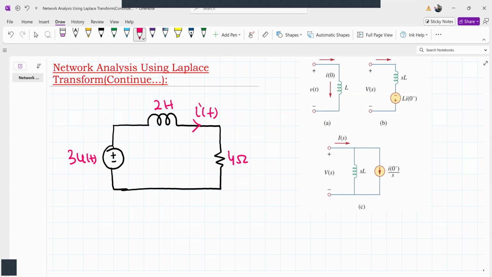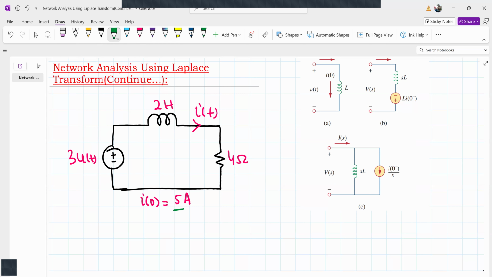Now the only difference between this circuit and the previous circuit is that we are given that the inductor current at t equal to 0 is 5 amperes. In the previous circuit, inductor current at t equal to 0 was 0, so there was no initial energy stored in the circuit. But this time there is a 5 ampere current stored in the inductor at t equal to 0. So what is the first step in order to find i of t?